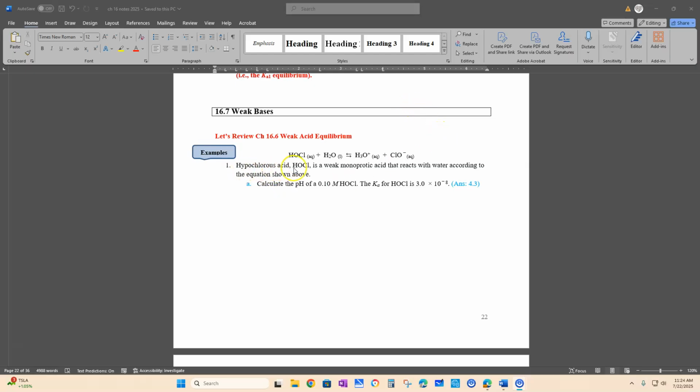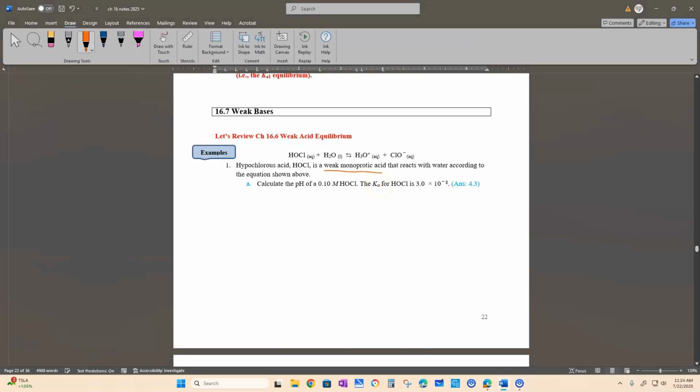We have hypochlorous acid, a weak monoprotic acid, which reacts with water. So this is your acid, this is your base, which means your base turns into the conjugate acid and the acid into the conjugate base. We want the pH if we're given an initial concentration of the acid and the Ka. Remember, you're only given Kas with weak acids. Let's see if we get the answer we're supposed to get.